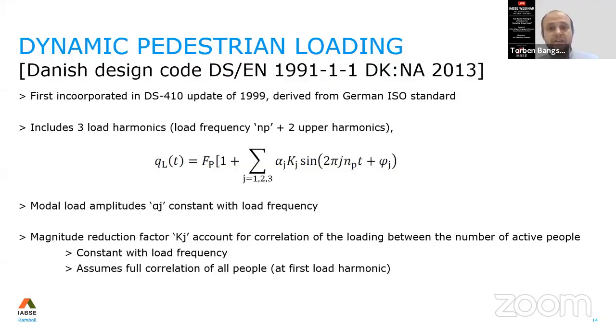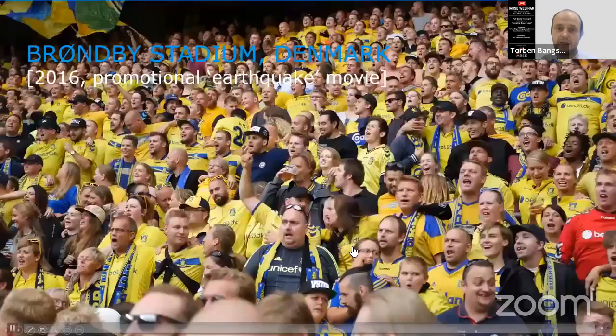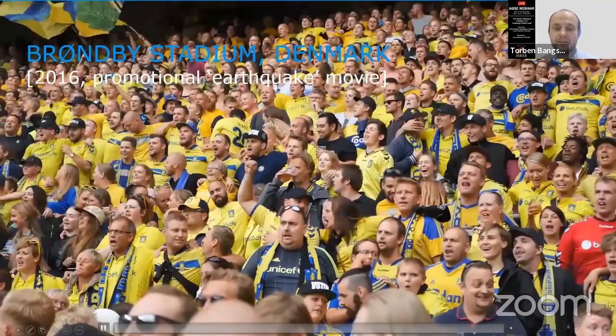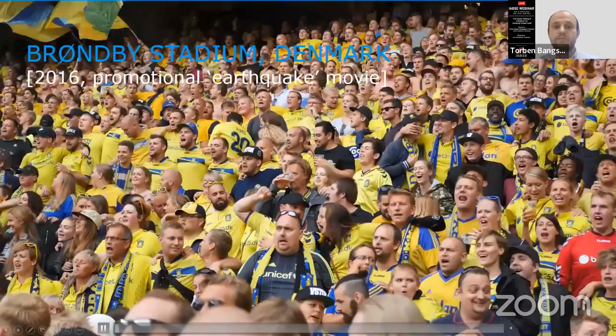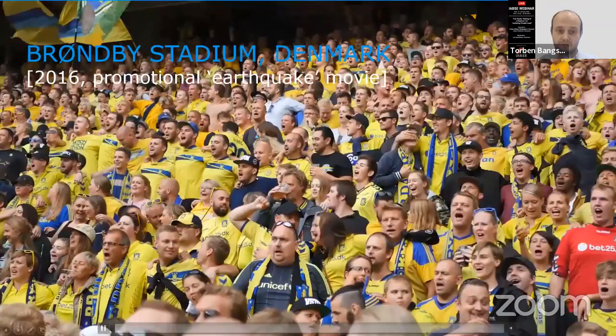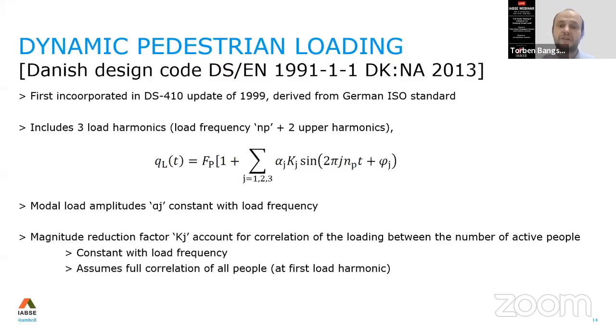In 1999, the old Danish standard 410 was updated with a dynamic load model. It came out of the German ISO standard, and it included 3 load harmonics. We're not going to move into detail with that, but just mention that it had 3 load harmonics, and apologize for that. And it had constant modal amplitudes, and it had constant magnitude reduction factors that account for the correlation of the loading between the number of active people. So those 2 coefficients were constant, irrespective of what frequency the people were jumping with.